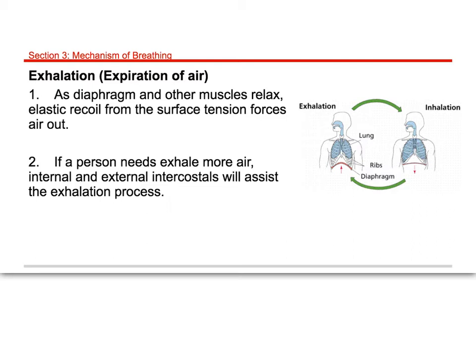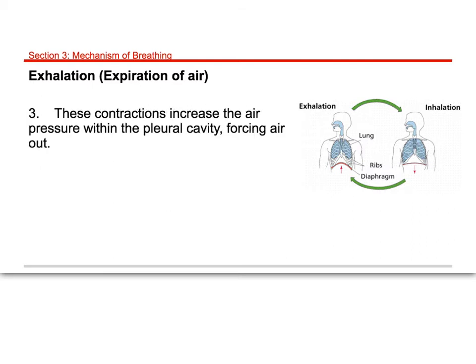So if a person needs to exhale more air, internal and external intercostals will assist the exhalation process. So again, remember those muscles are in between each of the ribs. We have some that are internal or deep in the body and some that are external, a little more superficial. So what do these contractions do? So when these muscle contractions take place, they increase the air pressure within the pleural cavity.